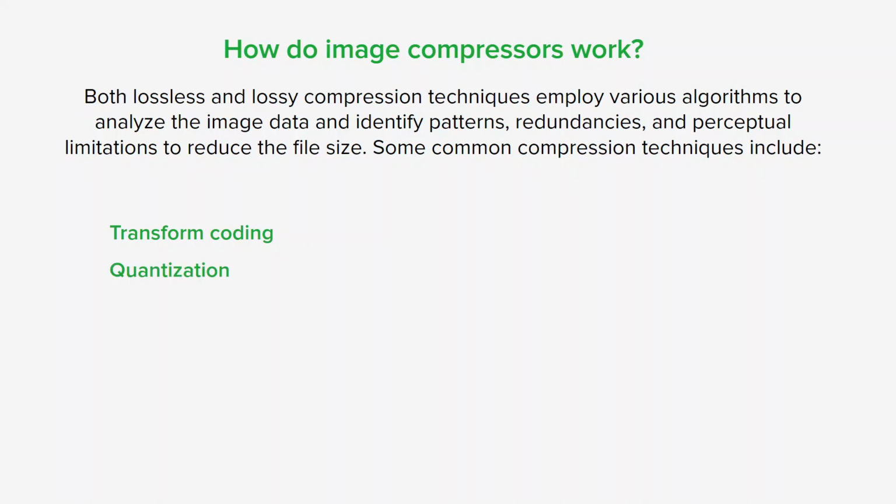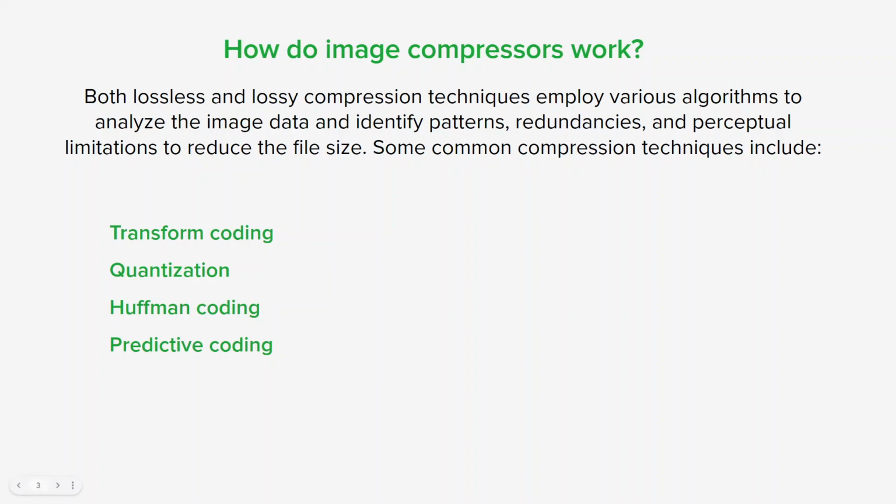There's also quantization, which is reducing the precision of color and intensity values based on their perceptual significance. Huffman coding is when they assign shorter codes to frequently occurring images and their patterns to minimize the overall file size. And estimating pixel values based on neighboring pixels and encoding the difference between the predicted and actual values is known as predictive coding as well.